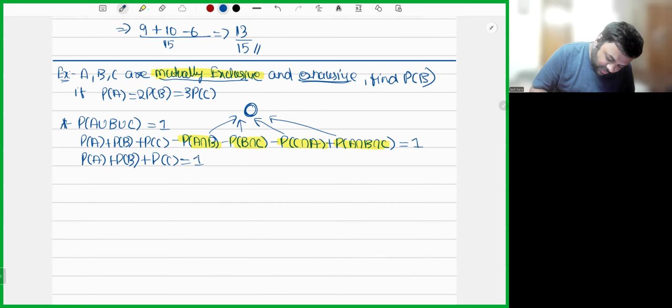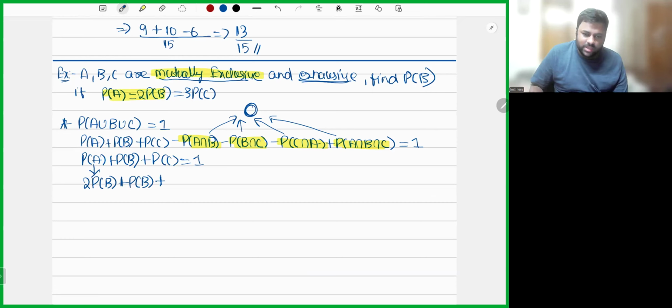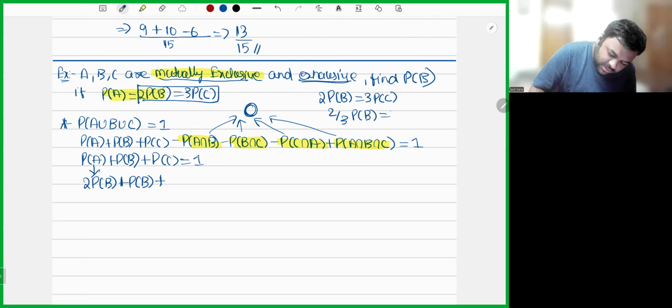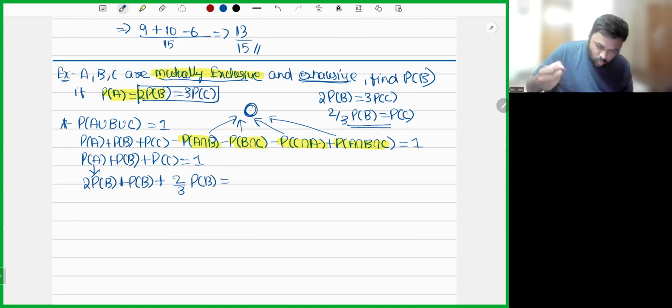Can I say here P of A is equals to 2P of B? Yes, sir. P of A is equals to 2P of B. P of B is still same. Now, P of C. Can you see here 2P of B is given as 3P of C? 2P of B is equals to 3P of C. Cross multiplication, 2 by 3P of B is equals to P of C.